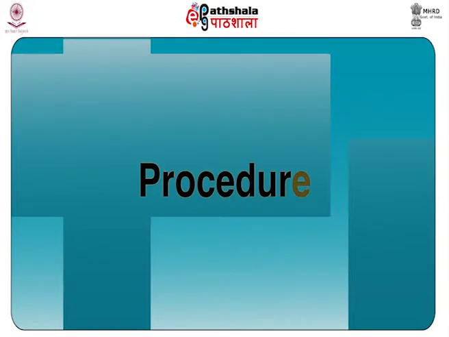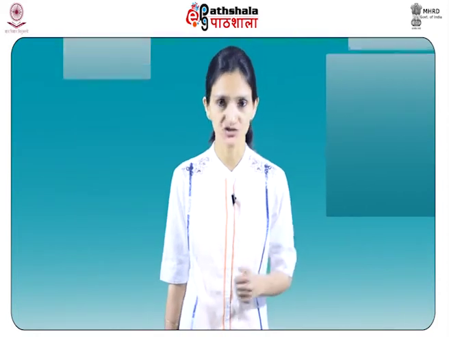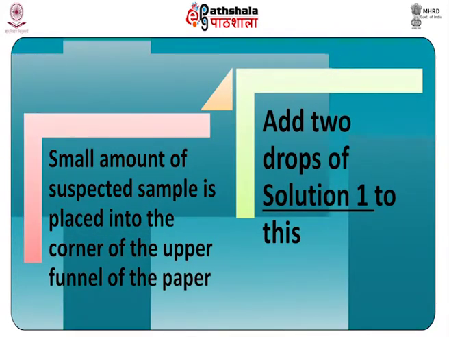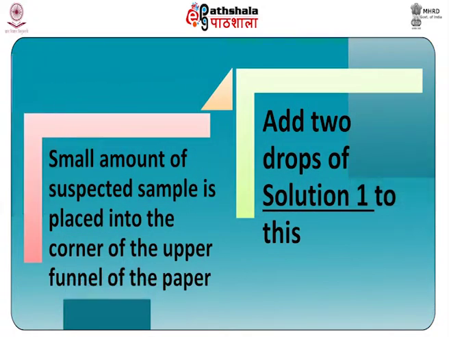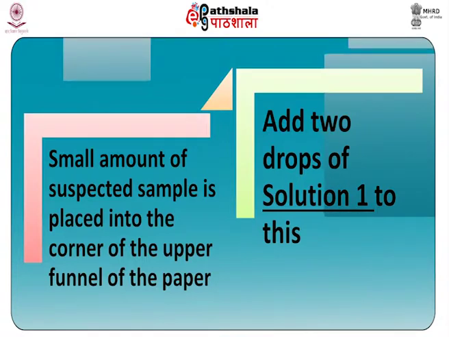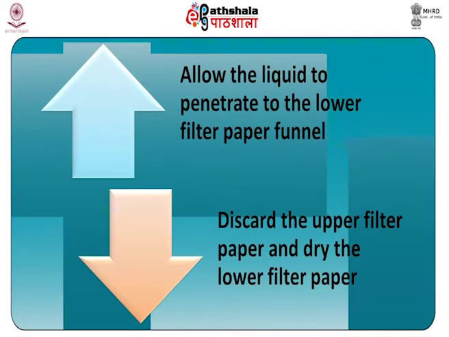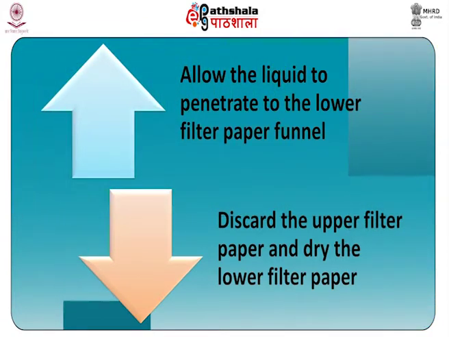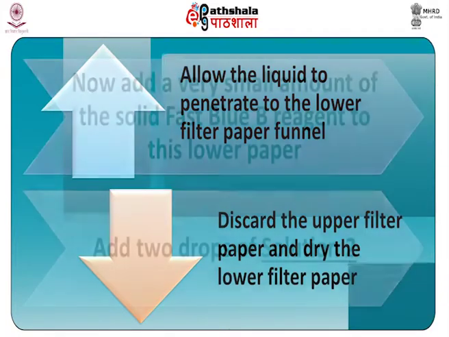Next is procedure. 2 filter papers are folded to form fluted funnels and kept on each other. Small amount of suspected sample is placed into the corner of the upper funnel of the paper and added 2 drops of solution 1. Allow the liquid to penetrate to the lower filter paper funnel. Discard the upper filter paper and dry the lower filter paper.